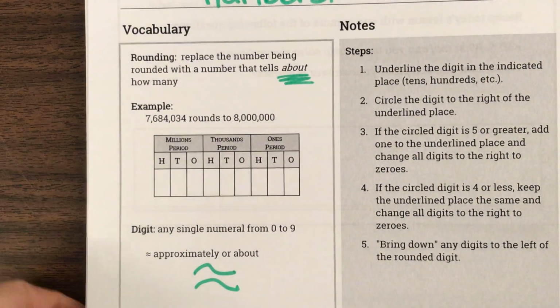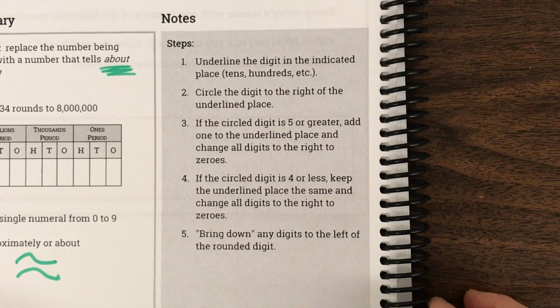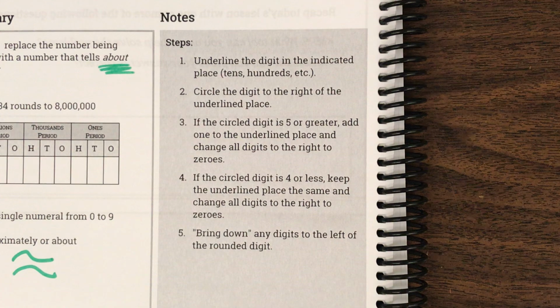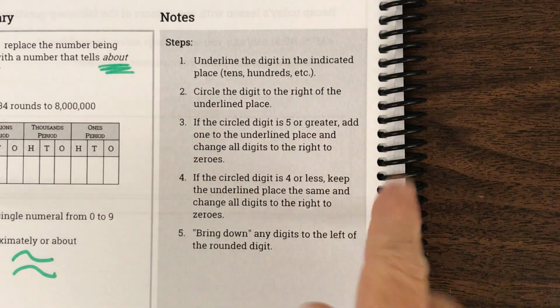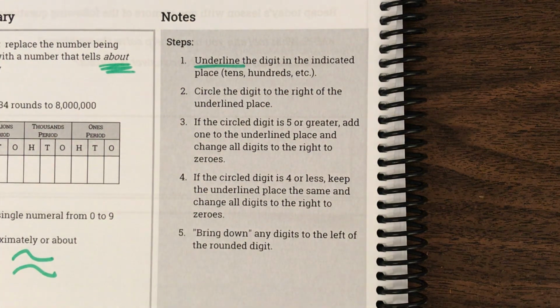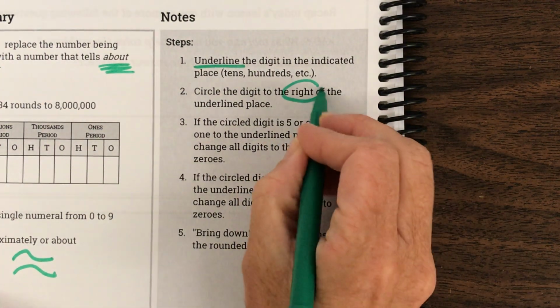Okay, let's look at our steps, because our steps are really good today and we're going to follow them as is. So our first step says we're going to underline the digit in the indicated place value. So whatever the question asks us, if it says round to the nearest 10 or round to the nearest 100, we are going to underline that digit. So the key word there is underline. Then we're going to circle the digit to the right of the underlined. So the one on the right, we're going to circle.